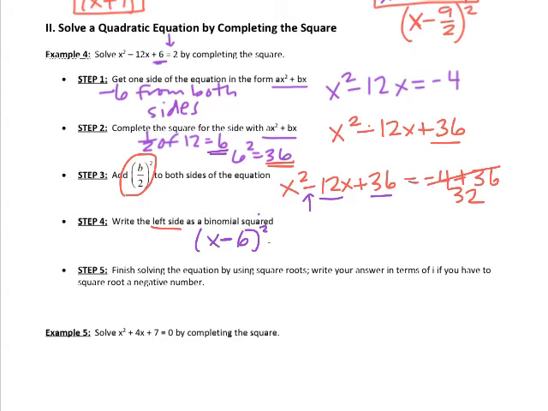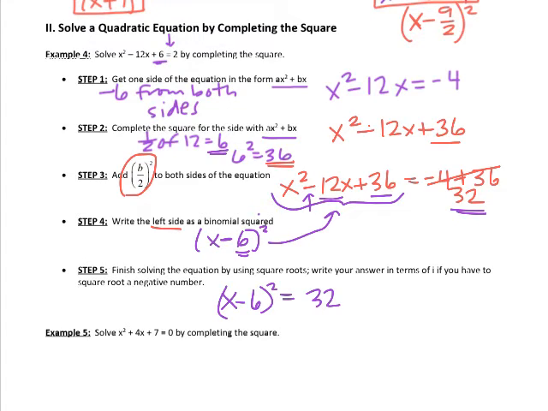Now, this is basically this in factored form. Whenever we find half of b, that's what's going to go inside our parentheses for the binomial. It does say to finish solving the equation by using square roots. So we want to take our x minus 6 squared, and remember that's equal to 32 over on the right. It says write your answers in terms of i if you have to square root a negative number. We don't have that situation for this one, but we will have that in another example.